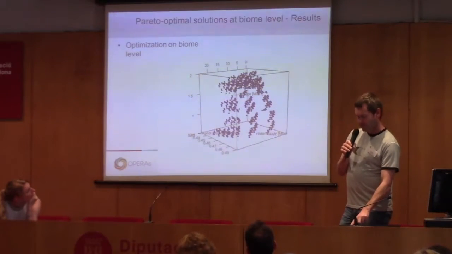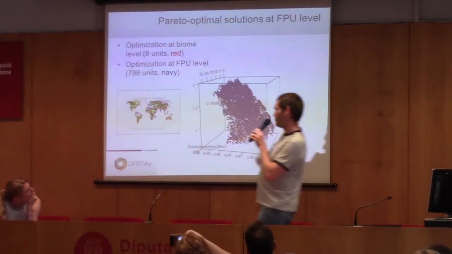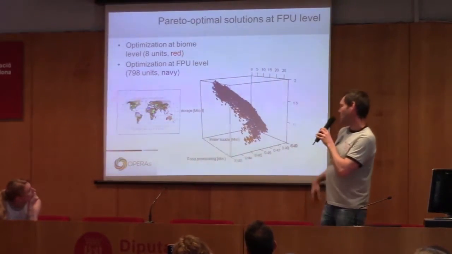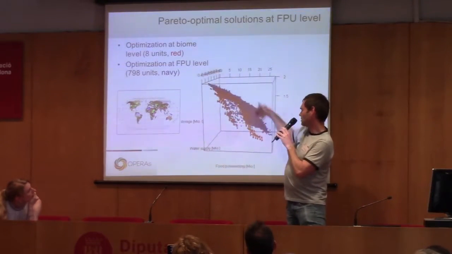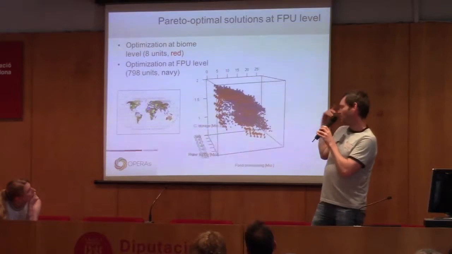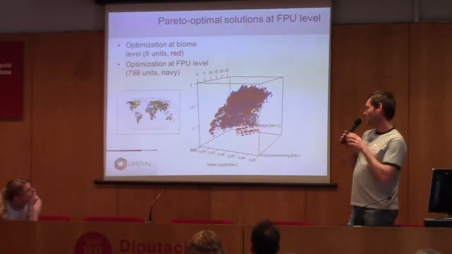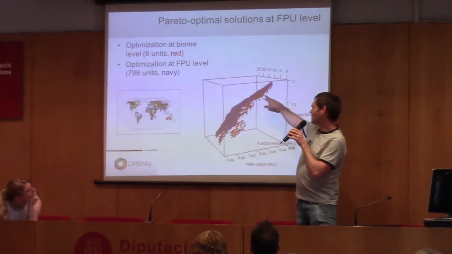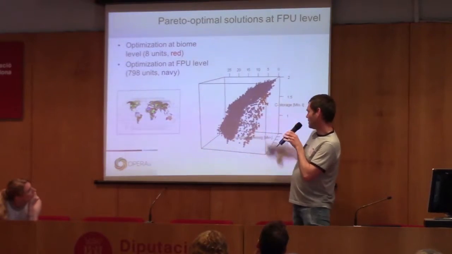So this is why we went to the next level, going through the food producing units, around about 800. And you see in red the original Pareto frontier at the biome level, and in bluish the new Pareto frontier. That was optimized using a genetic algorithm. And you see that the frontier, of course, moved outwards. So we used those points as starting points, as seeds for the genetic algorithm, and then we released the whole thing.